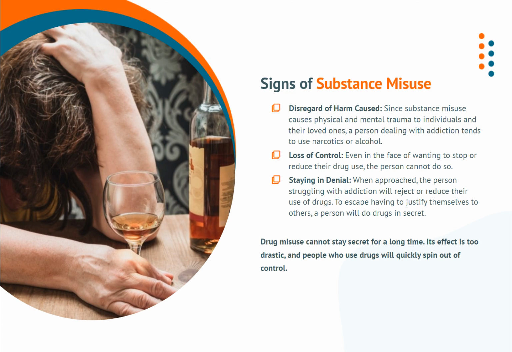Staying in denial. When approached, the person struggling with addiction will reject or reduce the use of drugs. To escape having to justify themselves to others, a person will do drugs in secret. Drug misuse cannot stay secret for a long time. Its effect is too drastic, and people who use drugs will quickly spin out of control.